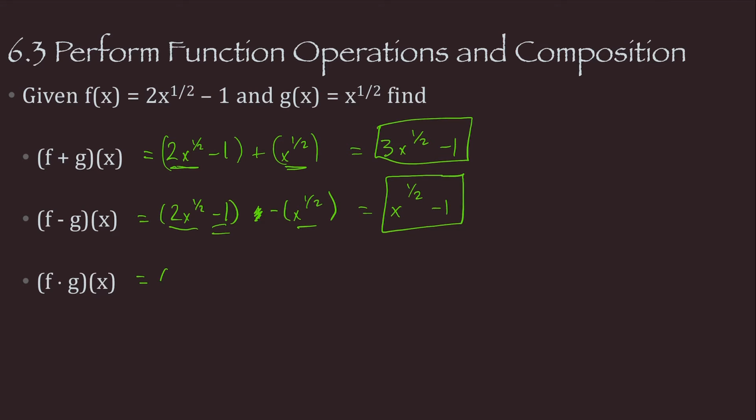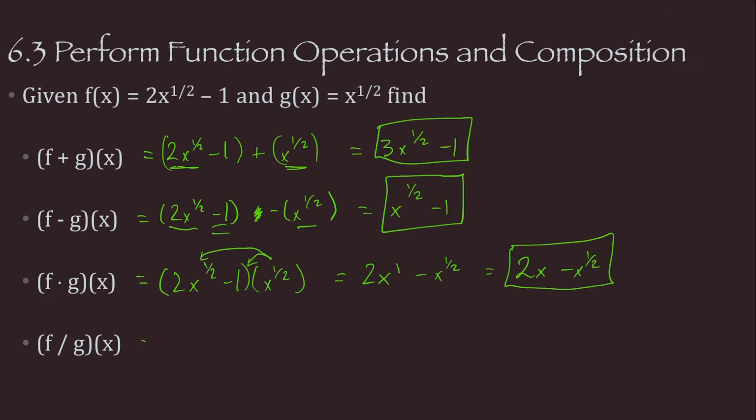Let's try the multiplying. So we have our function f times our function g. So it looks like we need to distribute. So that would be 2x to the, since we're multiplying with the same base, we add the exponents. 1/2 plus 1/2 is 1. And then negative 1 times x to the 1/2. So you usually write it as just 2x minus x to the 1/2.